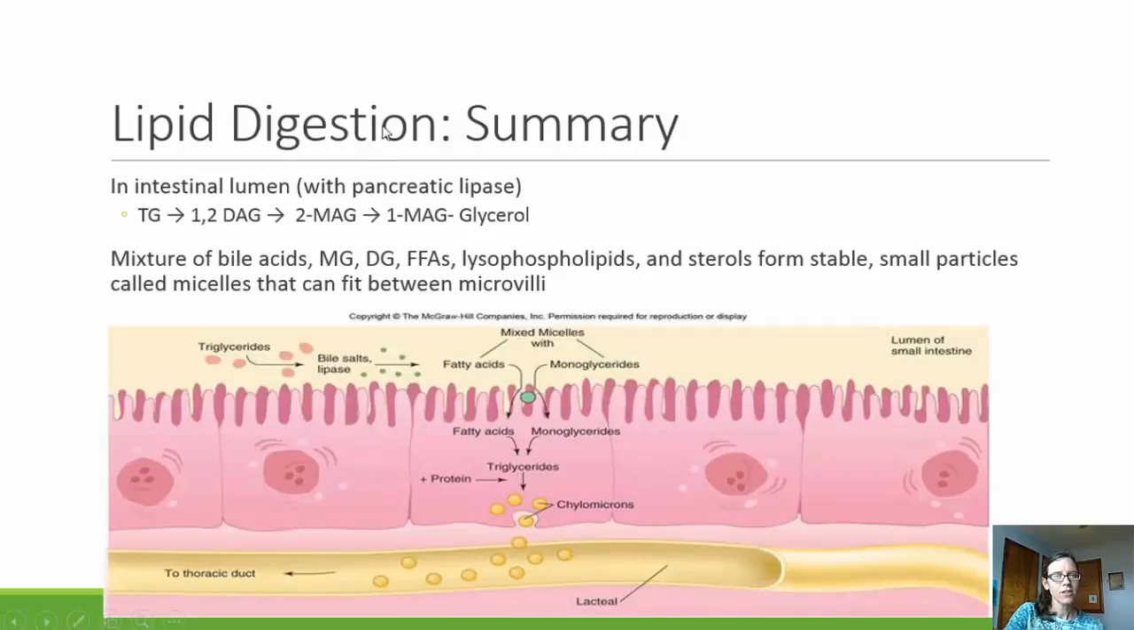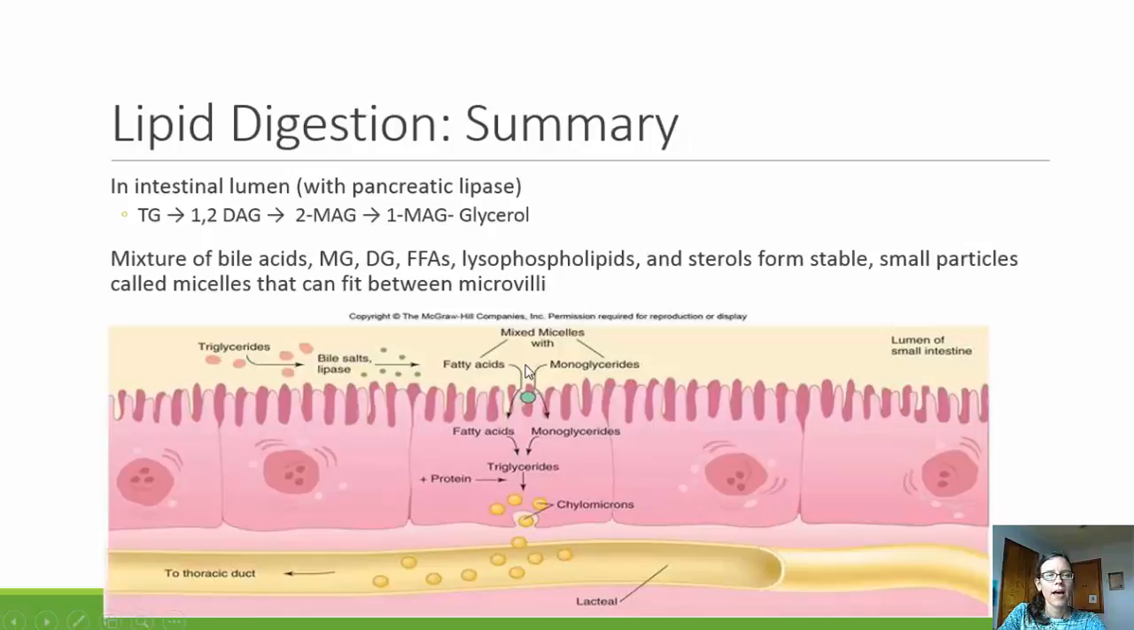In the intestinal lumen with pancreatic lipase, we do already have some diacylglycerides from gastric lipase, but in general, for those triglycerides that are left, they're going to be broken down into diacylglycerols and monoacylglycerols, and free glycerol and fatty acids. And so here we have our triglycerides, they encounter bile salts and lipase, and then they go to our fatty acids and monoacylglycerides.